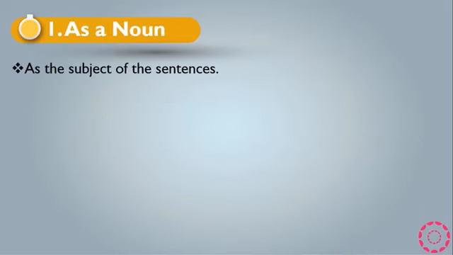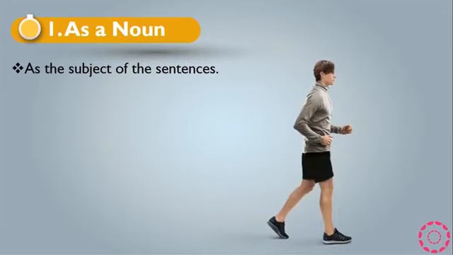So first of all, we have ing as a noun, as the subject of the sentence. Okay, when an ing comes at the beginning of the sentence, it functions as a noun. So the sentence becomes: Walking is good for you. Walking is good for you. So we add ing to the verb, and this verb functions as a noun because it comes at the beginning of the sentence. So ing here functions as a noun.